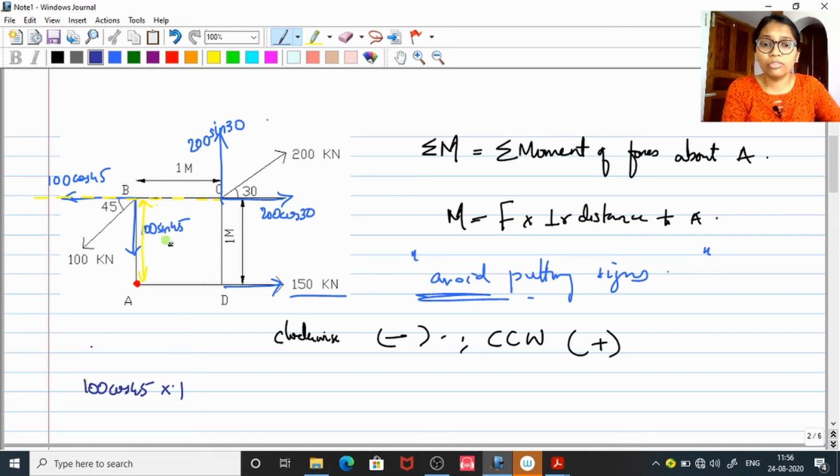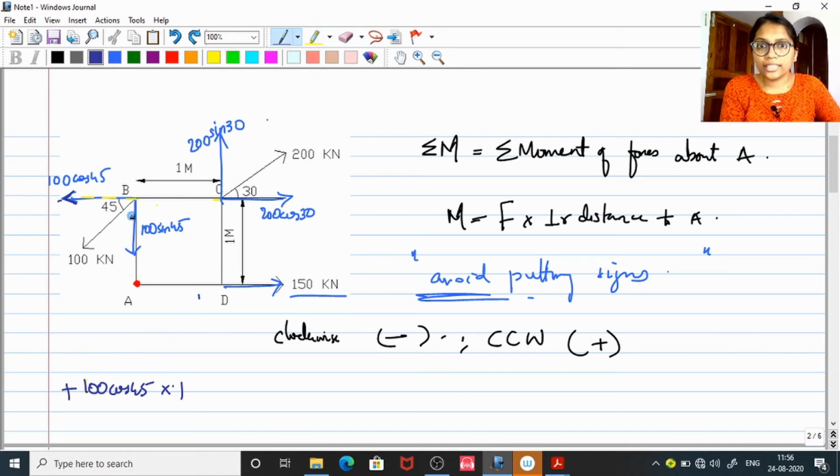Now you have to go for the sign convention. For that you can notice that this arrow is going like this. So how does the 100 cos 45 force cover A? It covers in a counterclockwise direction. That is why we have a positive sign here.